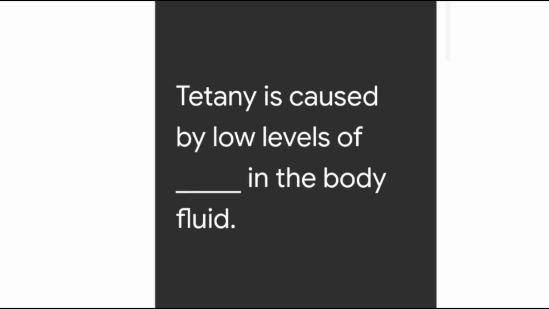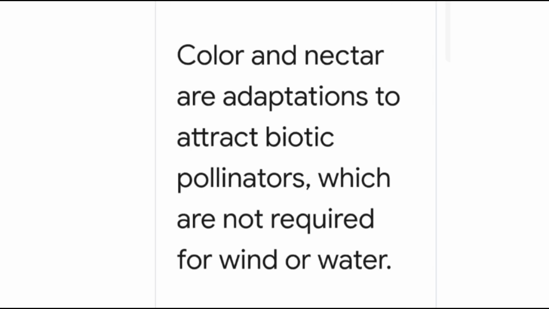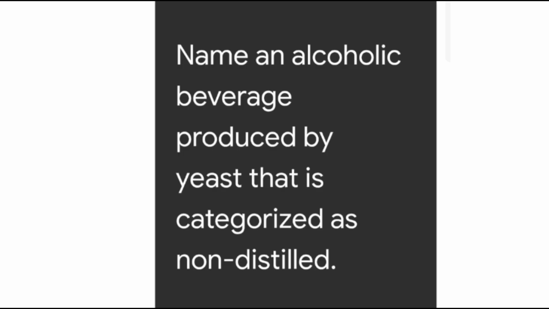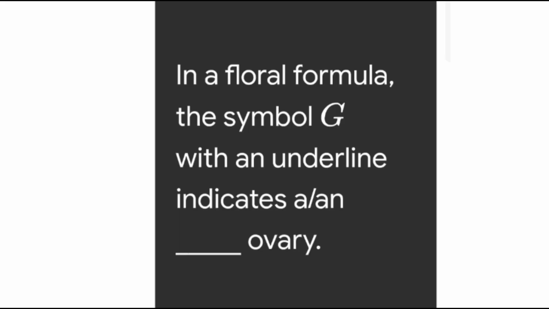Why are wind and water pollinated flowers typically not colorful and lacking in nectar? Because the color and nectar are adaptations to attract biotic pollinators, which are not required for wind or water. Name an alcoholic beverage produced by yeast that is categorized as non-distillate: that is wine or beer. Actinomorphic symmetry in the floral formula is represented by a circle with a plus symbol inside it. In a floral formula, the symbol G with an underline indicates an ovary that is superior or inferior? The answer is superior ovary.